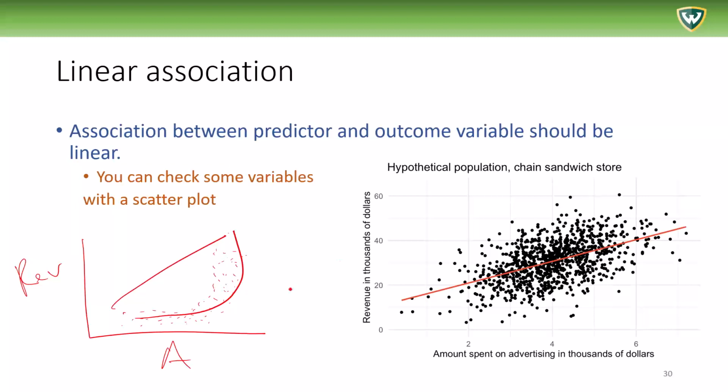So you've got to make sure that your relationship between the predictor and the outcome variable seems linear. If it's not, this can actually be corrected, and we'll talk about this with a log or other kinds of transformation. But you want that linear relationship.